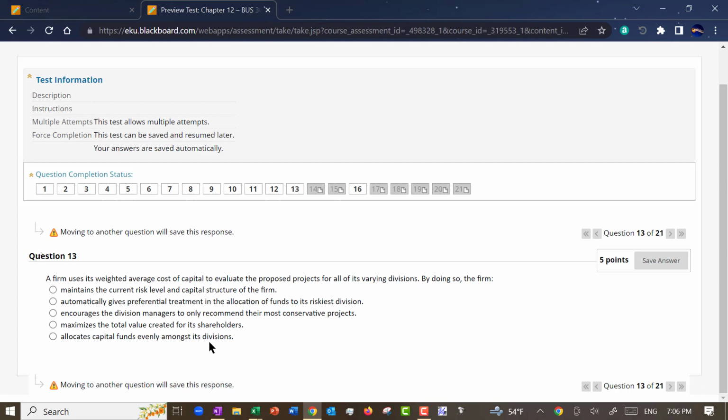"Allocates capital funds evenly amongst its divisions." No, we don't know that. That depends upon the divisions. "So it gives preferential treatment to riskiest divisions."